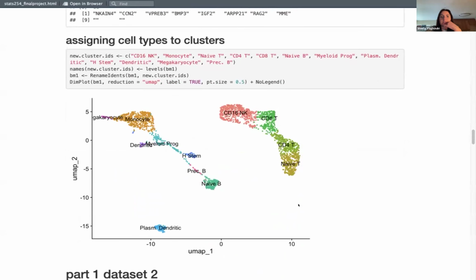And some of these make sense. Like, I don't have a bio background, but to me, it makes sense that all these T cells are going to stick together, like these B cells would be together. What doesn't really make sense to me is both of these were defined as dendritic, but this one was this type of dendritic, and this one was the normal kind. So I'm not sure if that's normal to see, but that's something I need to look into a little bit more.